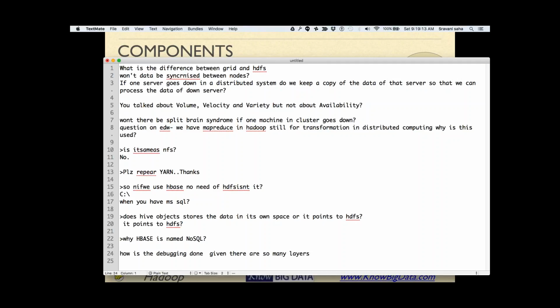A question from Yash is, how is debugging done given there are so many layers? Okay, debugging is done. That's a very important question. Yes, I'm happy you asked. So debugging is done first, just like the way you do remote debugging in case of web servers. In a similar way, you could do debugging of the program which is running inside Hadoop. All right. The second level of debugging.